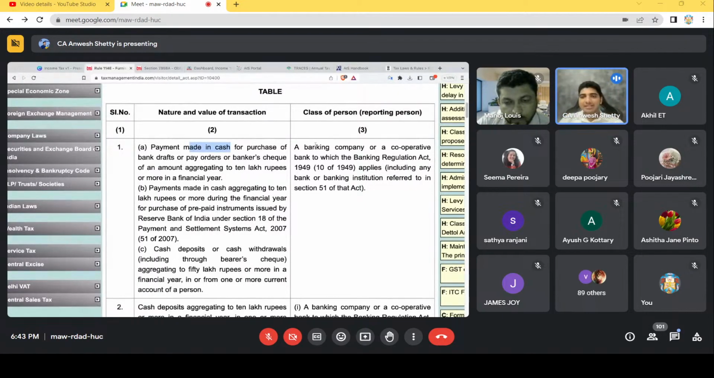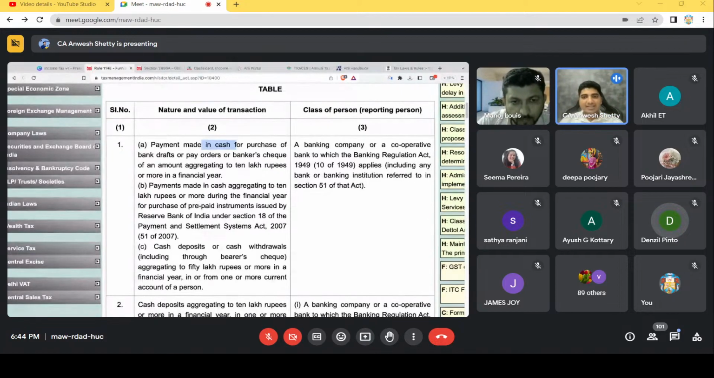Now who has to report? On the right hand side, they've told that a banking company has to report you, or a cooperative bank to which the Banking Regulation Act applies. So cooperative societies don't come under this. But again, there is a question as to whether cooperative societies can give you a DD. So the banking company and the cooperative bank will have to report you only if it is more than 10 lakh rupees. If it is 9 lakh rupees, no information. But if you do 12 lakh rupees, they will report it in SFT in Form 61A, and it will come in your AIS.